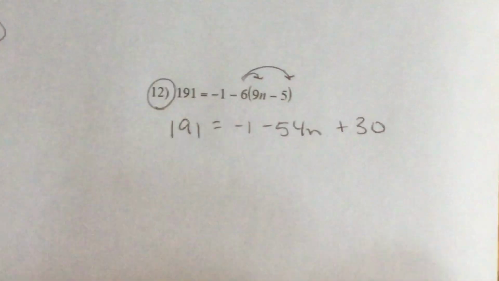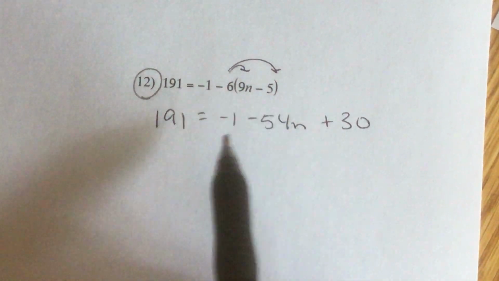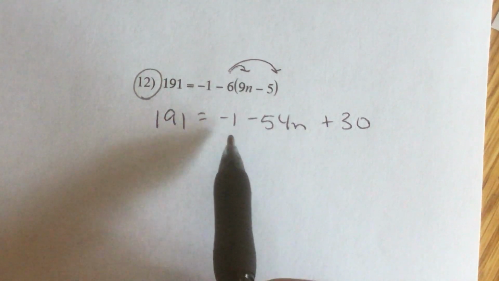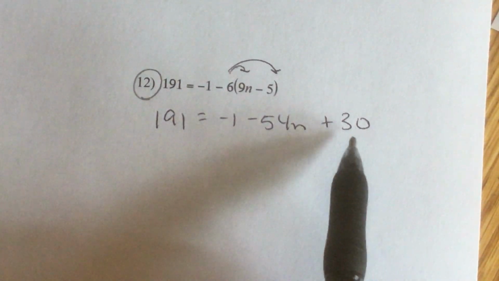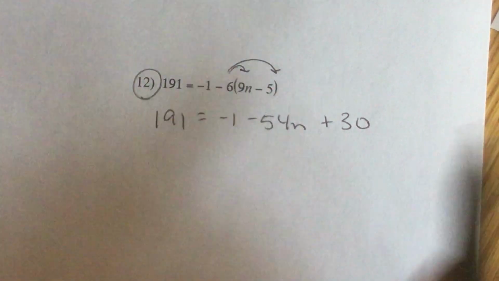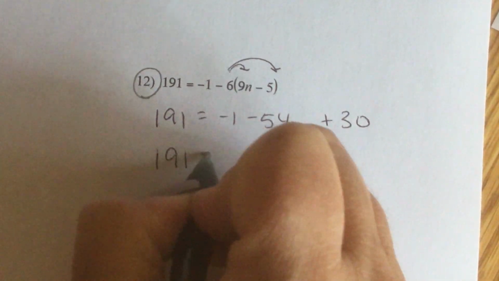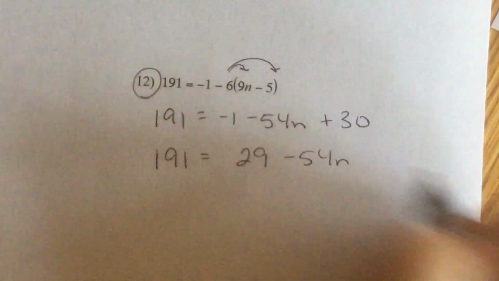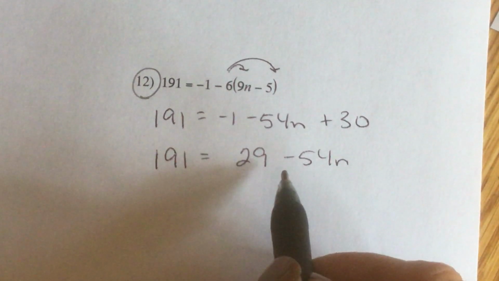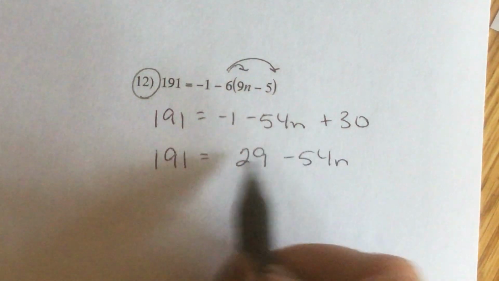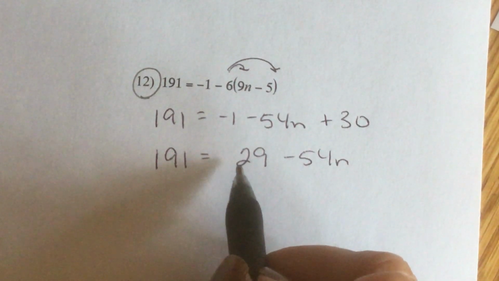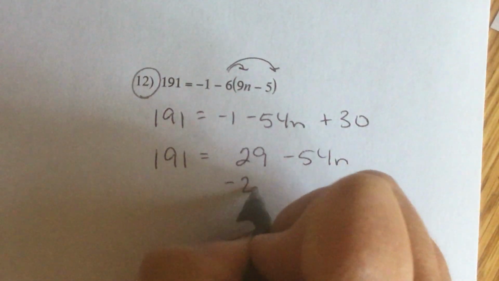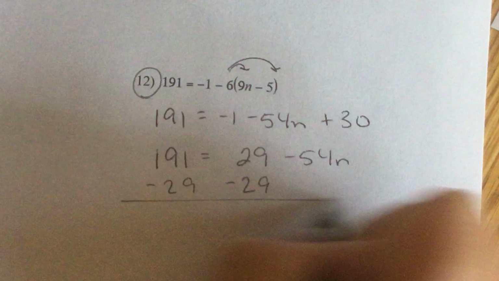At this point, you have several options. I would put the 30 and the minus 1 together and have a positive 29. You could add 1 to both sides and then subtract 30 from both sides, but I would put them together. I would combine like terms. So that'll give me 29 minus 54n. Or you could write negative 54n plus 29. There's no difference in the order because this is addition and subtraction, so you can add 29 first or at the end. So I'm going to subtract 29 from both sides.